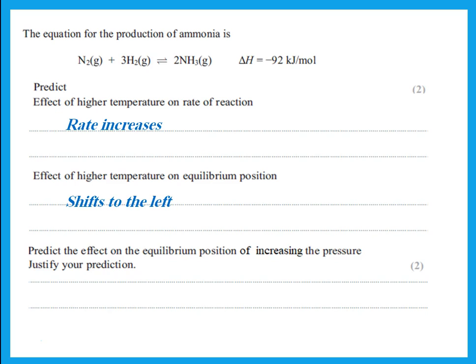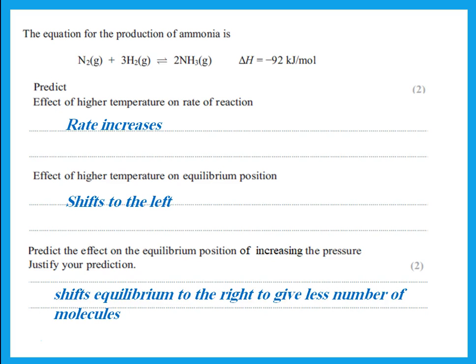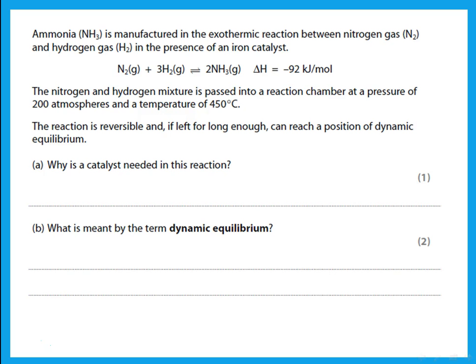Predict the effect on equilibrium of increasing the pressure. Again, we said increasing the pressure of a reversible reaction will cause it to go to the side that has less molecules. Where do I have less molecules? Going forward gives 2 molecules of ammonia. Going backward will give you 1 mole of nitrogen and 3 moles of hydrogen. That's 4. So in this case, increasing the pressure will cause the reaction to go forward or shift to the right. So this will allow it to give less number of molecules.